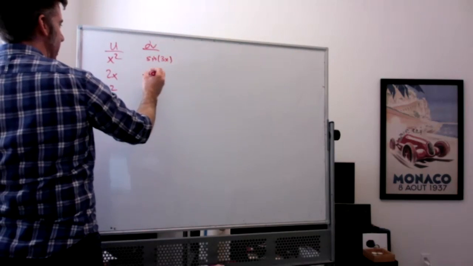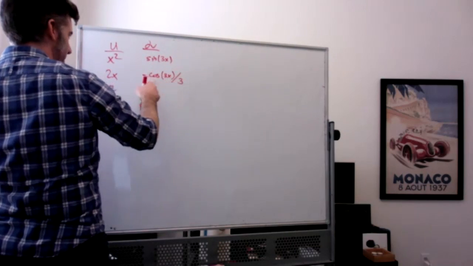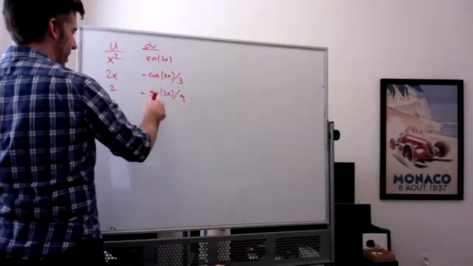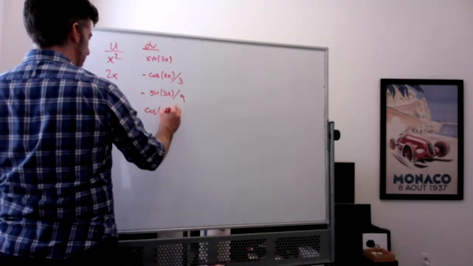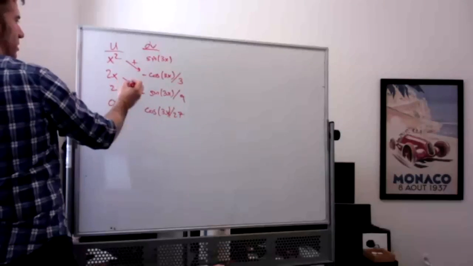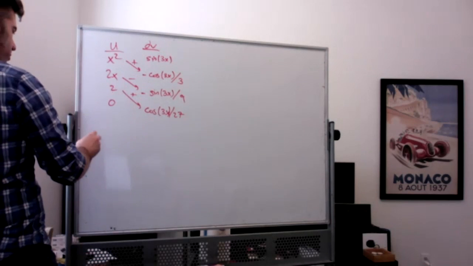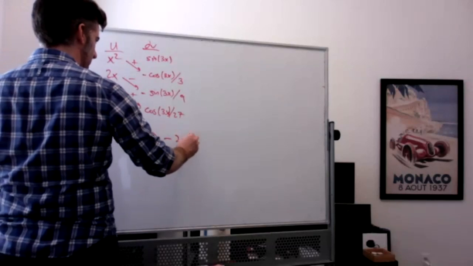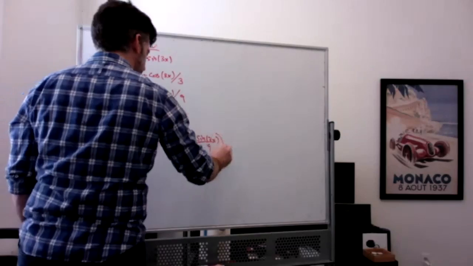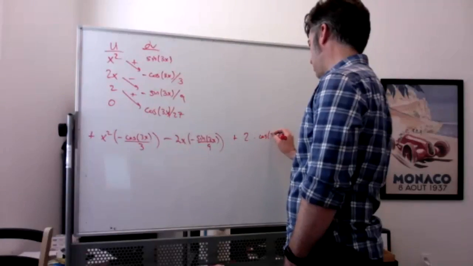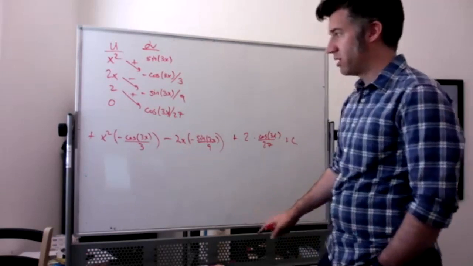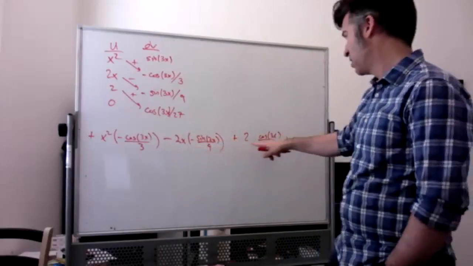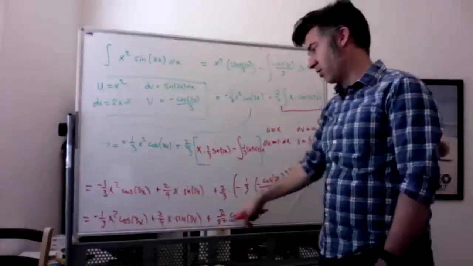the antiderivative of that is negative cosine of 3x over 3. The antiderivative of that is negative sine of 3x divided by another 3, so over 9. And the antiderivative of that is cosine of 3x divided by 27. This times this, this times this, this times this. So we get positive x squared times negative cosine of 3x over 3, minus 2x times negative sine of 3x over 9, and then positive 2 times cosine of 3x over 27, which is totally negative 1/3 x squared times cosine of 3x plus 2/9 x times sine of 3x plus 2/27 cosine of 3x, which is exactly what we had over here.